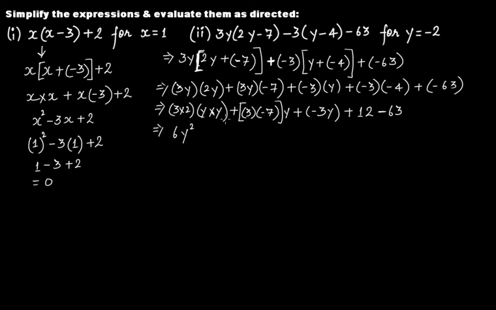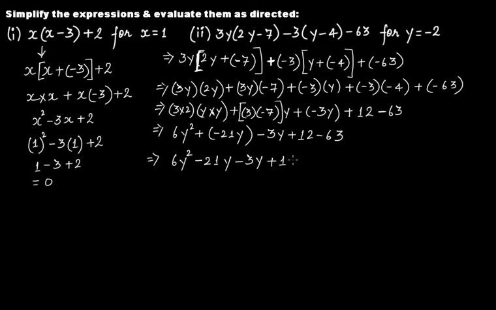This is 6y squared. Now 3 times minus 7 is minus 21, so plus minus 21y, then this is plus, within the bracket is minus, so open the bracket and you get minus 3y, and this is plus 12 minus 63. From here you get 6y squared, open the bracket and you'll get minus 21y and minus 3y plus 12 minus 63. Okay, now if you look at this term, that is minus 21y actually, if you want, then you can put it within the bracket. This is plus, this is minus, same thing for here. This is plus and this is minus.